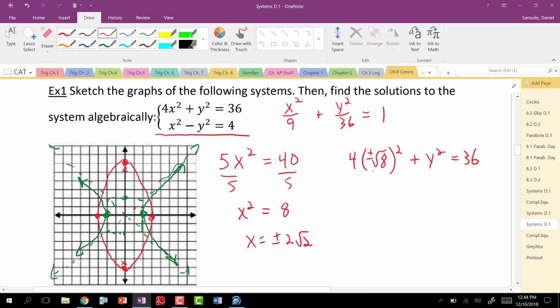equals 36. This is 8. This ends up 8. I'll just write that so we don't go too fast. And then that's 32, and I subtract 32. And that becomes 4. So what's y equal to? 2. Plus or minus 2. Plus or minus 2.